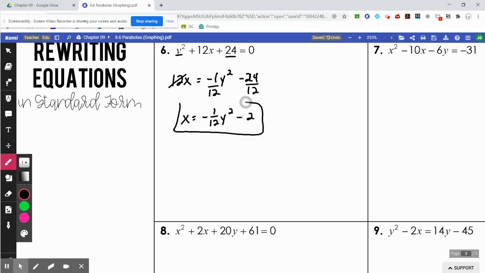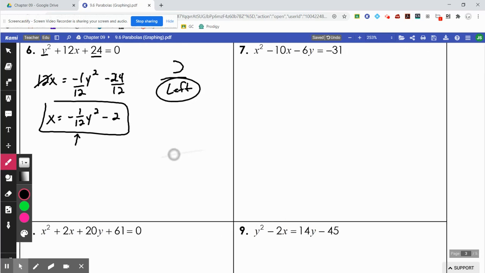So there's your standard form. Since it's an x equals, that means it opens either left or right. It's a horizontal parabola. Since this is a negative, that means it's going to open to the left. The next one is an x-squared equation.